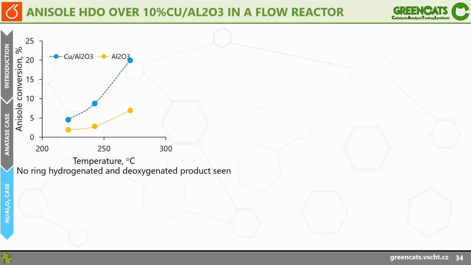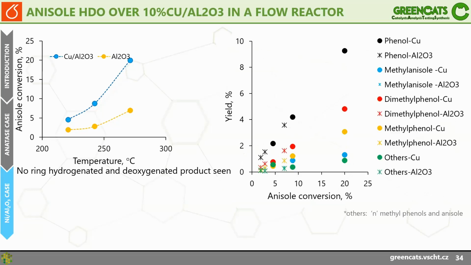Well, when adding copper to the system instead of nickel, we don't see any hydrogenation reaction. So the copper, even reduced, is not able to activate the hydrogen in the way that we would be hydrogenating the aromatic ring. This is not happening. But we see again these methylated species, and we see higher conversion. And this we attribute to the improved stability of the material.